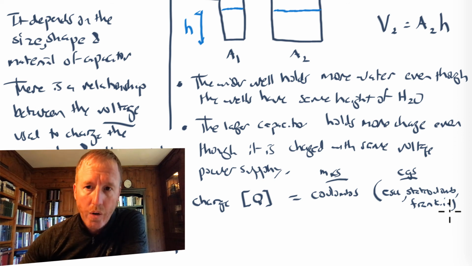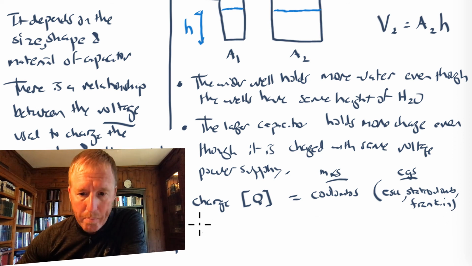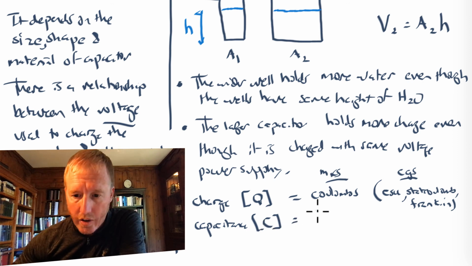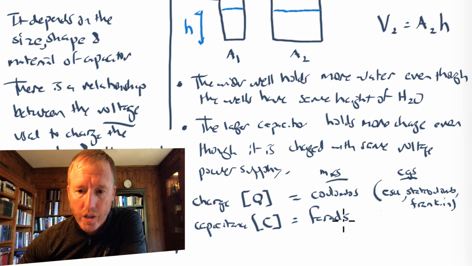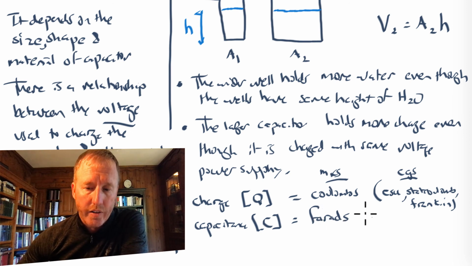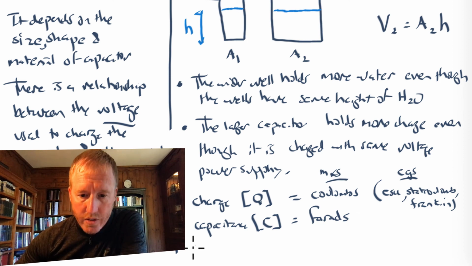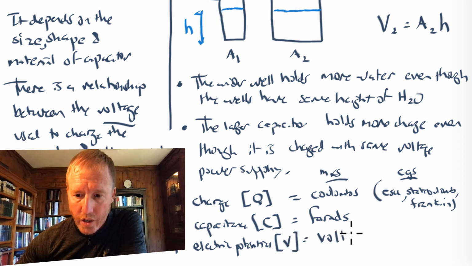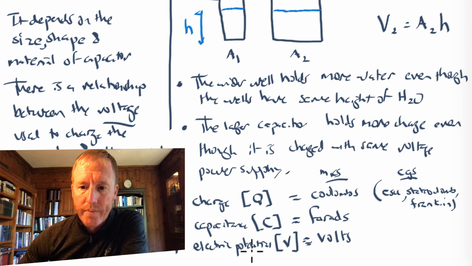Okay. What else in this formula? We've got charge, we've got capacitance, that is denoted by the letter C, and the units of the capacitance are farads. This is named after Michael Faraday. We'll talk about Faraday later on, but this is measured in farads. And technically voltage is called electric potential, or just potential for short. The electric potential, which is denoted by the letter V, is measured in volts. So we typically just call electric potential voltage. Technically, it's called electric potential.